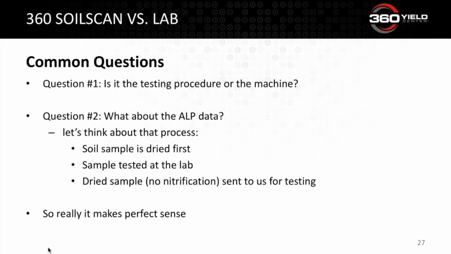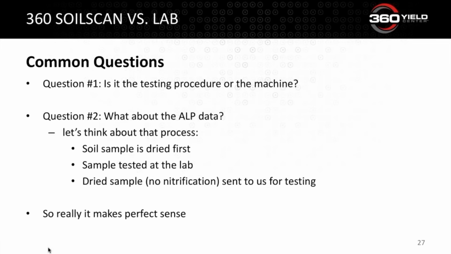So the question is then, is the testing procedure bad? Is the machine bad? I'll talk about that in a second. And the answer is no, neither of those are true. Neither of them are wrong. But the one question I get a lot is, now I don't understand, because you show us all this data from the Ag Laboratory Proficiency Program that says you're spot on, that the SOILSCAN machine is measuring right. Well, how can that be if you're showing me data that says it's different?